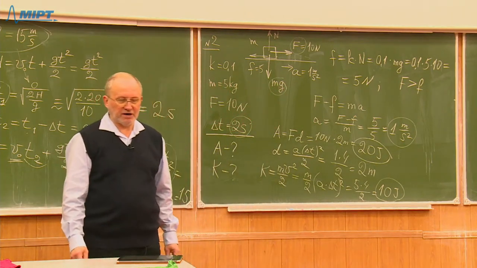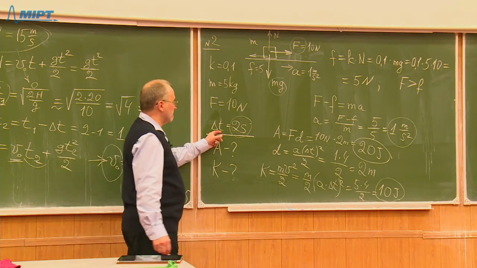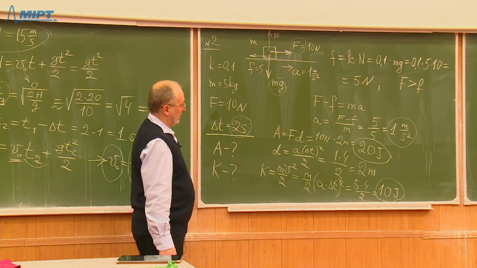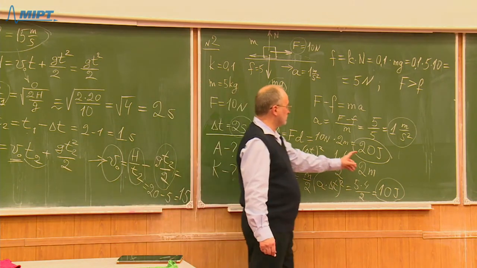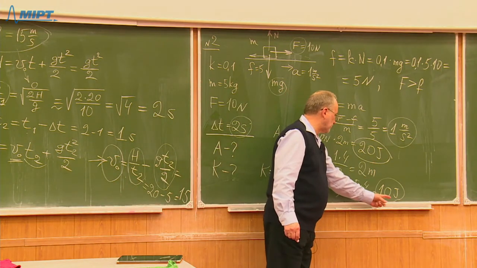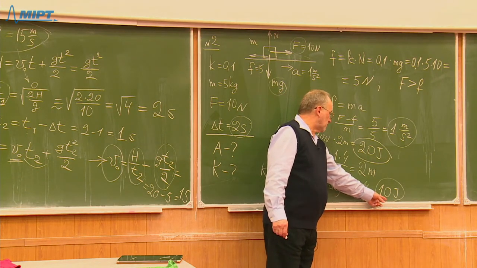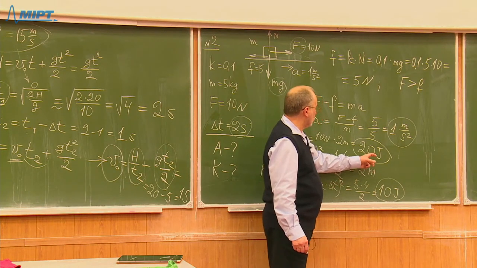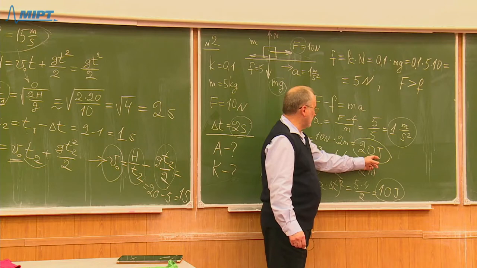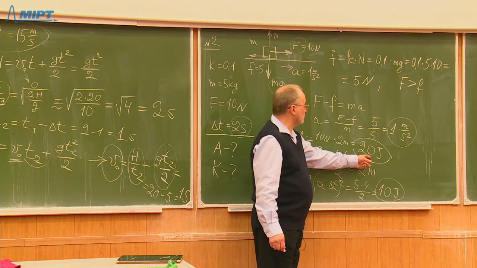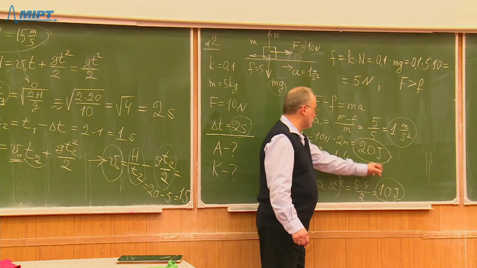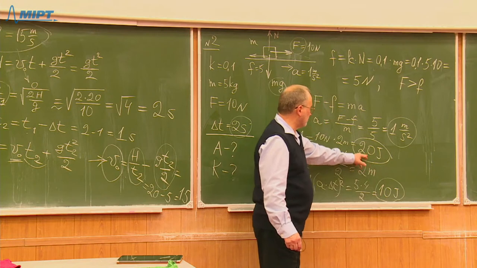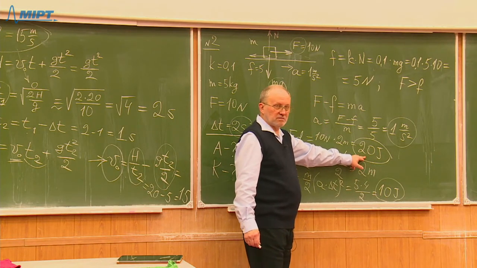The kinetic energy of the bar at the end of the given time interval of 2 seconds will be 10 joules. So the work performed is 20 joules. And the kinetic energy turns out to be 10 joules. We have lost 10 joules of work. Where does the remaining 10 joules of work go? So the kinetic energy is not equal to the work performed. The work is twice the kinetic energy. Where have we lost this work?